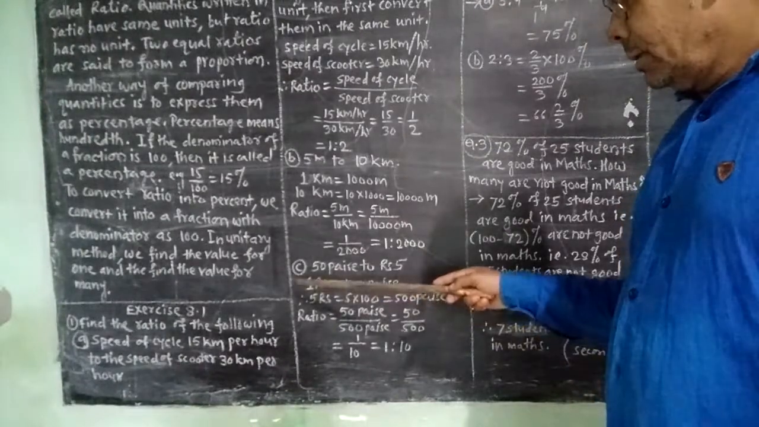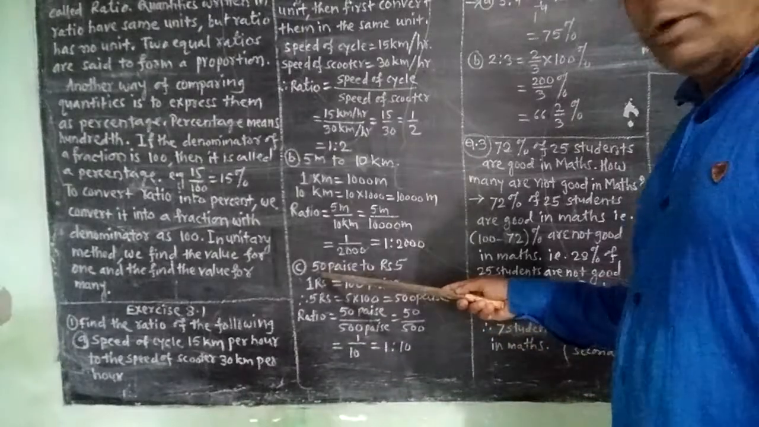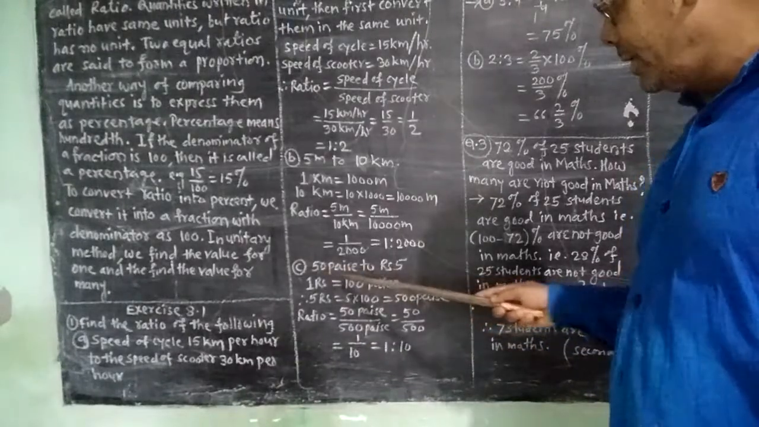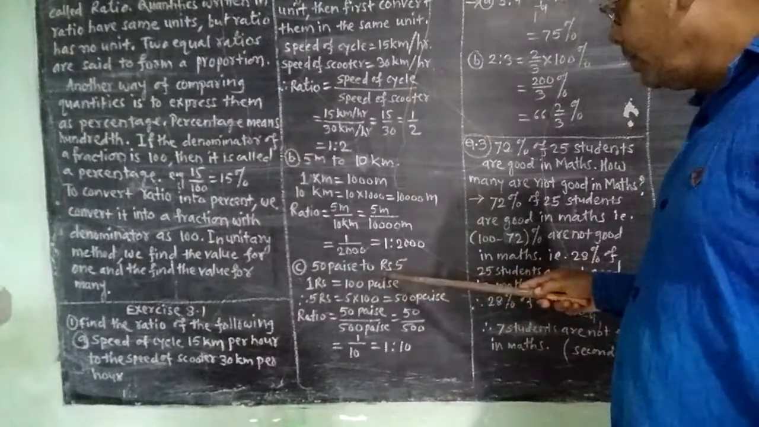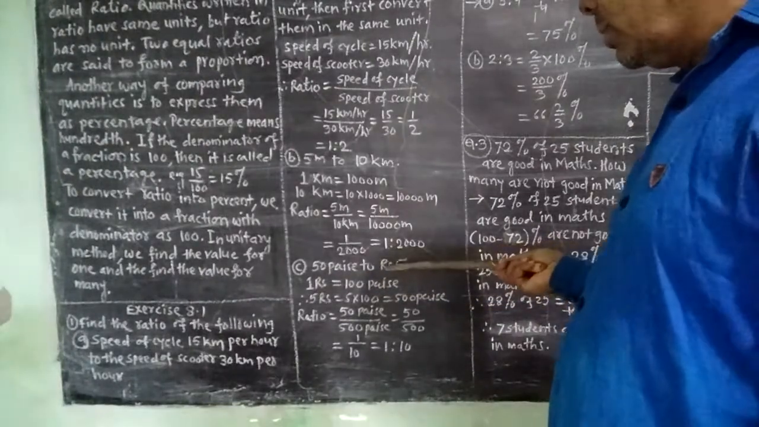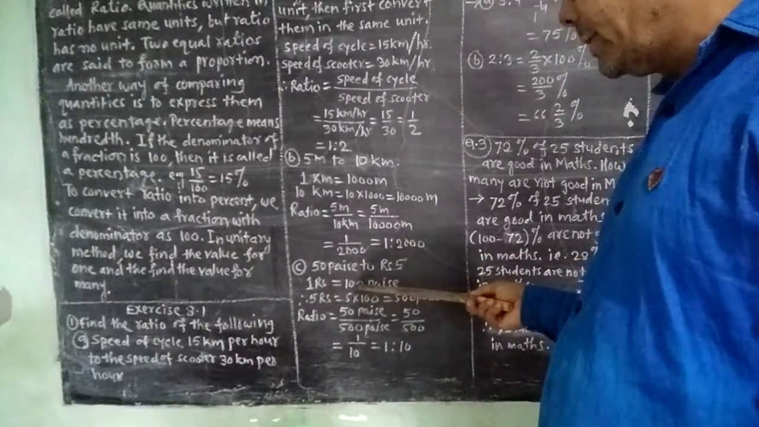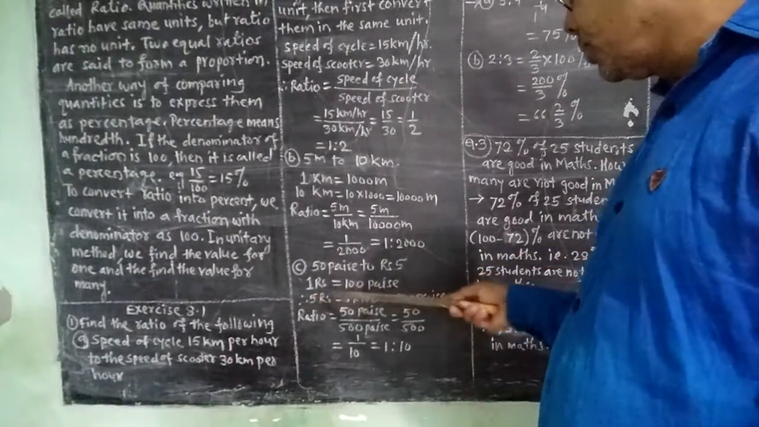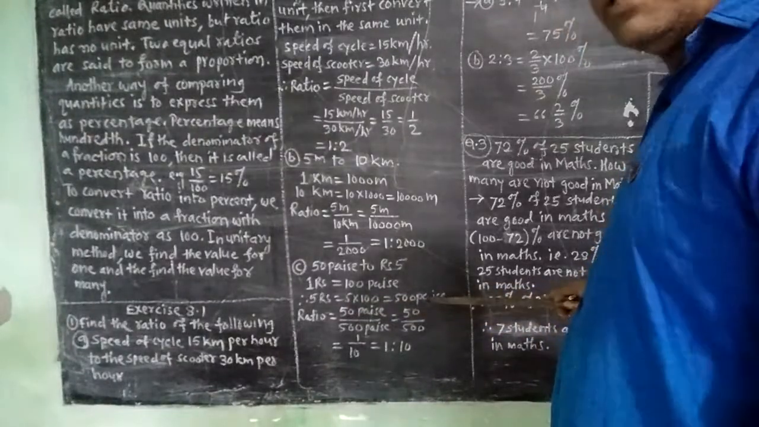Now the third question is that we have to find the ratio of 50 paise to rupees 5. Here the larger unit is rupees, and we can convert rupees into paise, that is 1 rupee is equal to 100 paise, and therefore 5 rupees is equal to 5 into 100, that is equal to 500 paise.